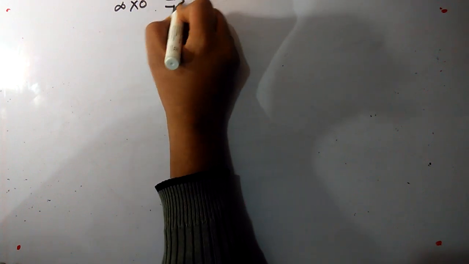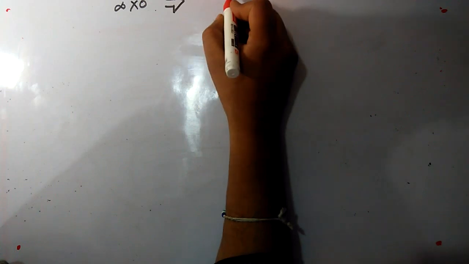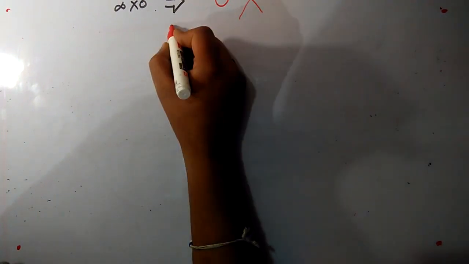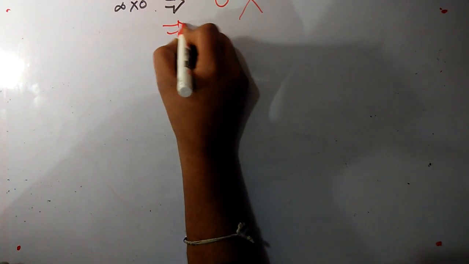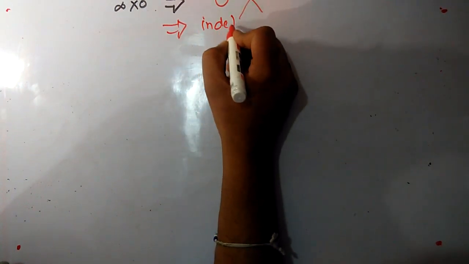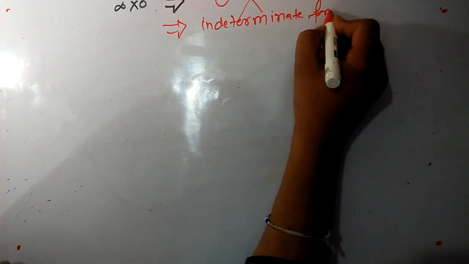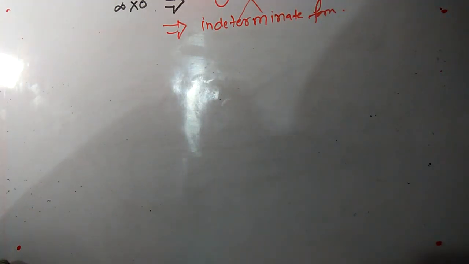If anyone asks you why infinity into 0 is not equal to 0, we have learned from our previous concept that something into 0 should be equal to 0, but here it is not. Infinity into 0 is not equal to 0. I am saying it is indeterminate form. You should ask a question, why it is indeterminate form.